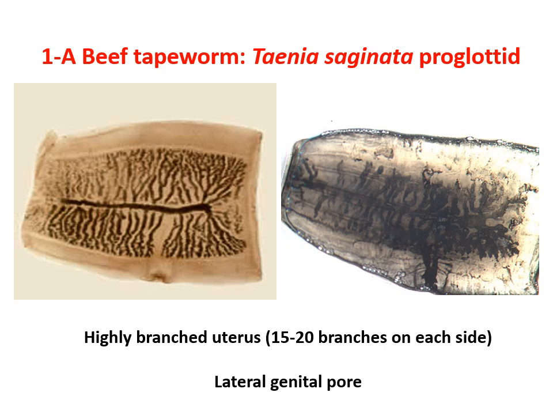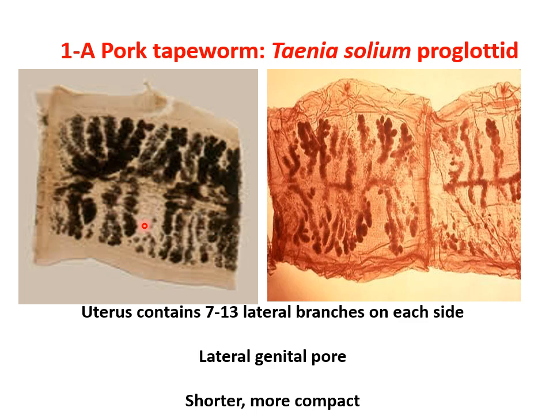So we can count between 15 and 20 branches, and for the sake of simplicity, I will go for the highest number. Now for the pork tapeworm proglottid, or Taenia solium proglottid, the proglottid is shorter and more compact than that of Taenia saginata. We can count between 7 and 13 lateral branches on each side. The genital pore is also lateral. So again, for Taenia solium, the proglottid is shorter and more compact.